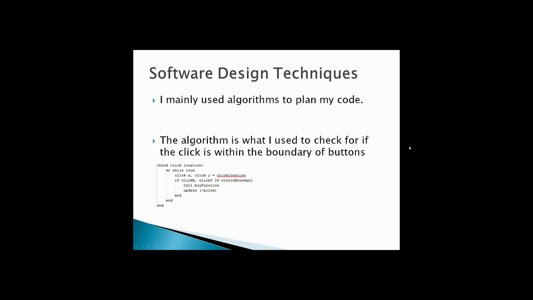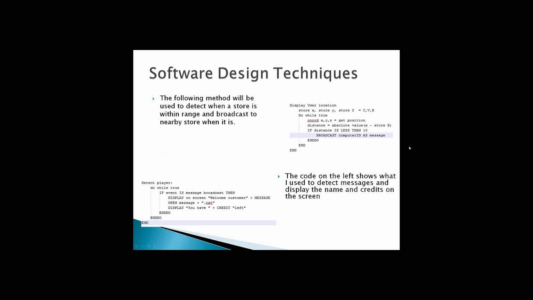Software design techniques I use are mostly algorithms. The example shown in this slide is what I used to check if the touch on the touchscreen is within the boundary of a button. Another example is when the store ID comes within range of the store, the ID will broadcast the owner's name, so the computers may display the owner's name onto the screen and bring up the computers.